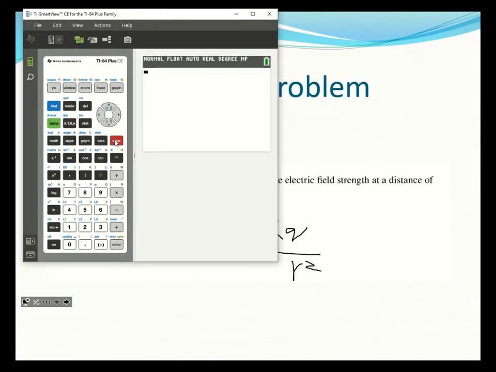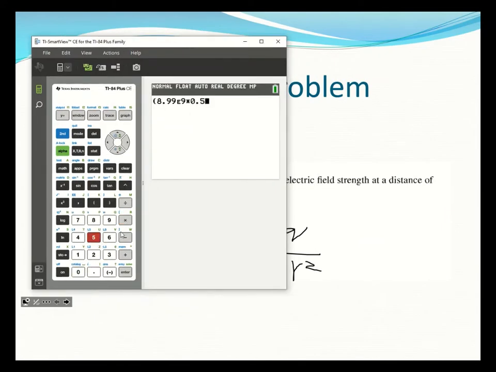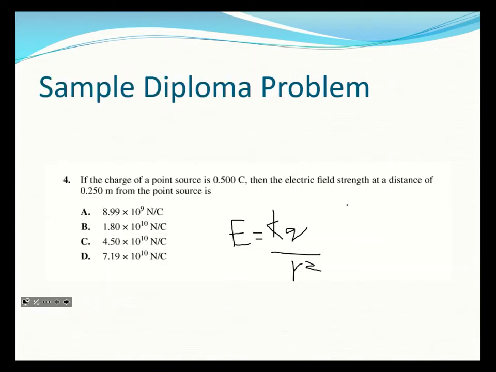Right, so our K is 8.99 times 10 to the 9. Our charge in the question says it's 0.5, and it's just coulombs. And then on the bottom, we have our radius, which is 0.25 meters. And a lot of people get this wrong because they forget to square that. Don't forget to square it. And you get 7.19 times 10 to the negative 10. So D is the correct answer.